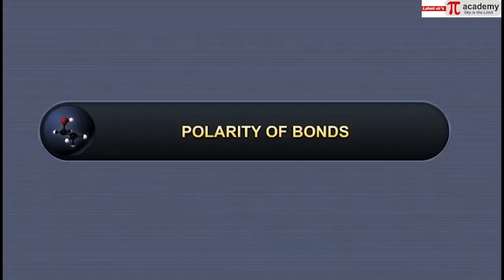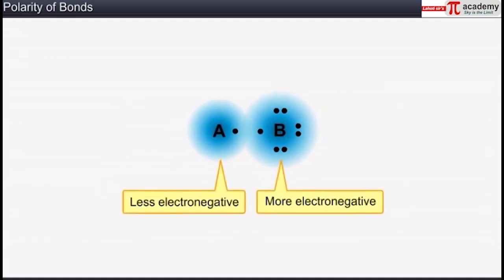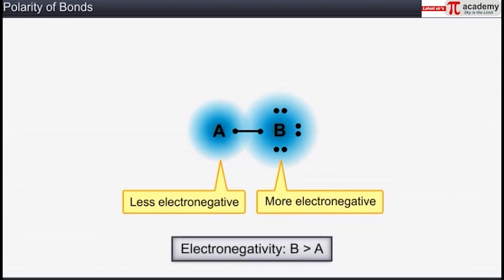In this module, you will learn about the polarity of bonds. Let us see what happens when atoms with different electronegativities combine to form a covalent bond. When two atoms with different electronegativities combine to form a covalent bond, the electron density between atoms is shared in such a way that it is displaced more towards the more electronegative atom.